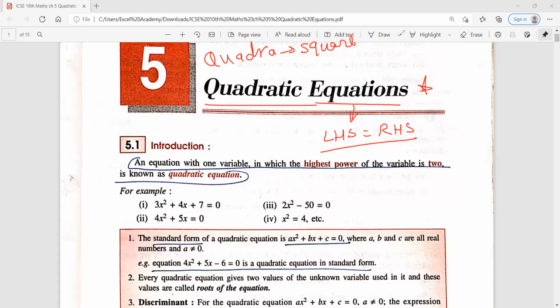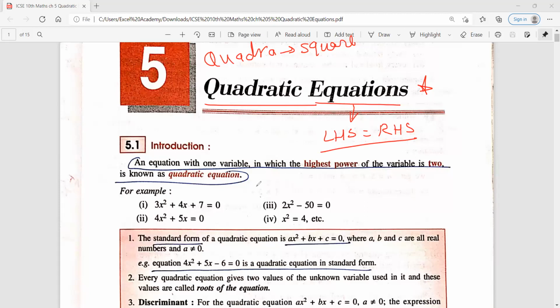So in this chapter we are going to solve quadratic equations. We'll see different methods of solving them. Like we have solved simultaneous linear equations in two variables, x and y, in 9th standard. We have seen the elimination method, substitution method, equating the coefficient method, cross multiplication method. Similarly in quadratic equations, we will see different methods to solve them.